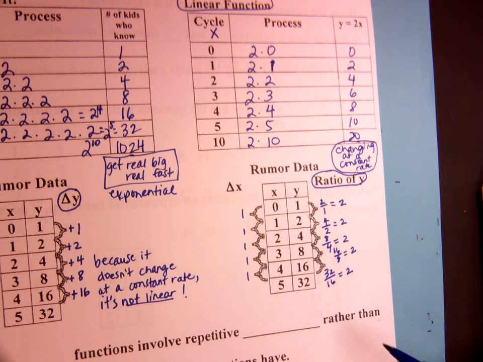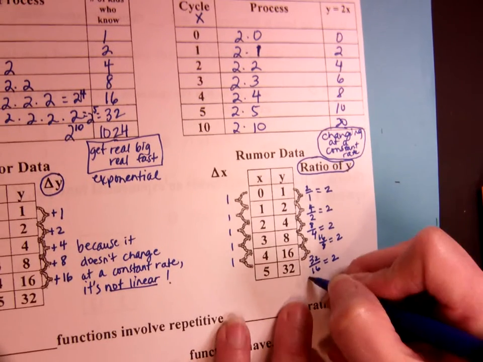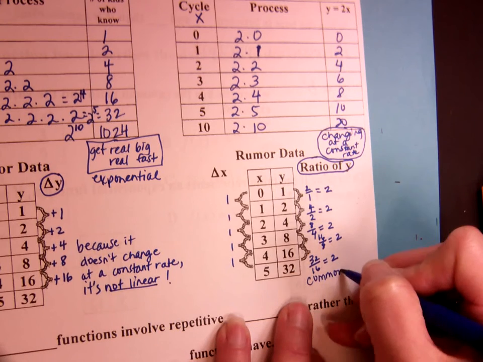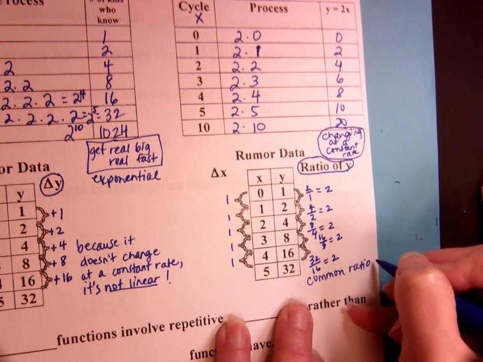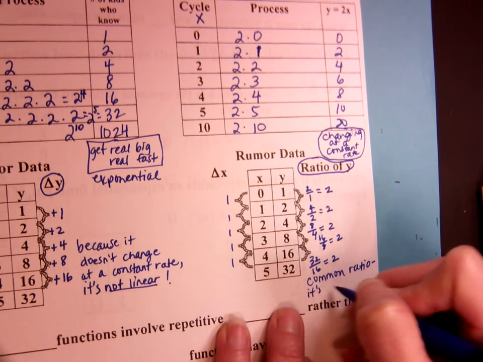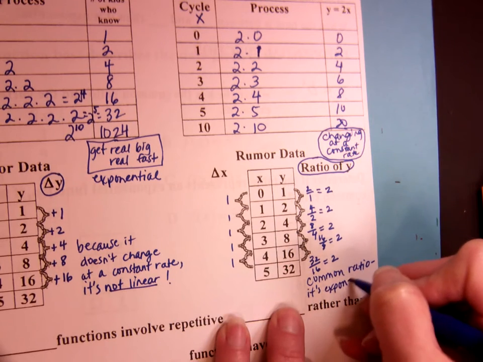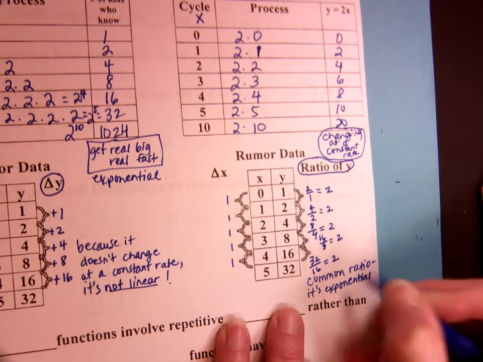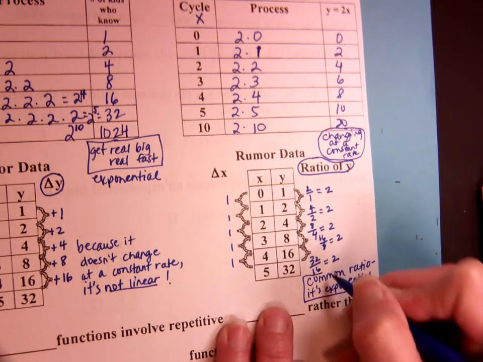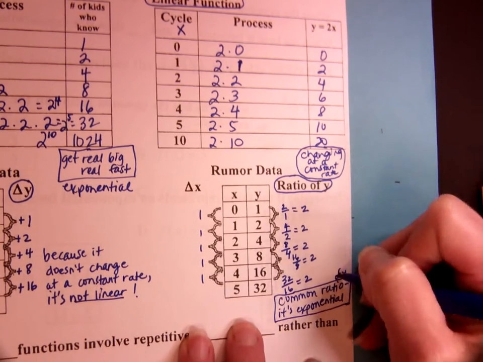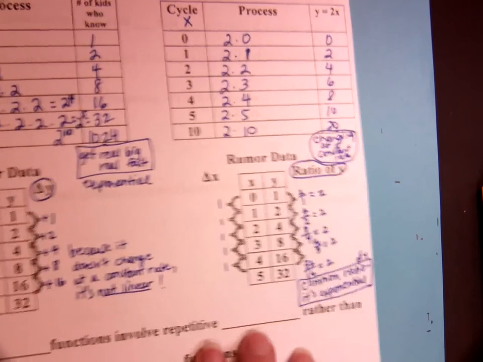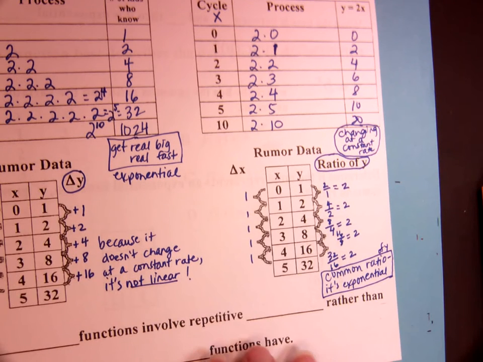Look at the ratios. Tell me about them. They're all the same. Yes, they're equal. It's a common ratio. So because this has a common ratio, it's exponential. So that's how you can tell if something is exponential or not, if it has a common ratio of y. If it has a common ratio of y, then it is exponential. We'll talk about what that equation looks like in just a second.